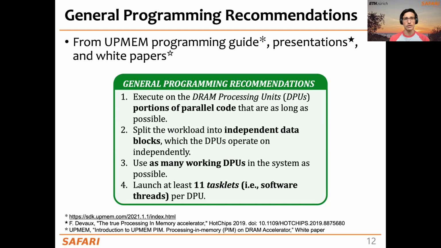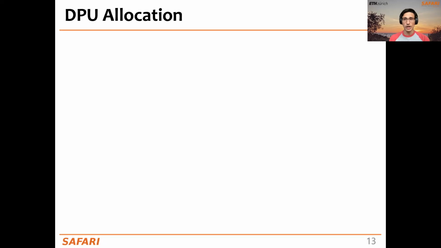And finally, the fourth recommendation is to launch at least 11 tasklets per DPU. This recommendation is based on the characteristics of the DPU pipeline, and we indeed double-checked this general programming recommendation with our microbenchmarking experiments. We observed that the compute throughput of the pipeline saturates at 11 tasklets.